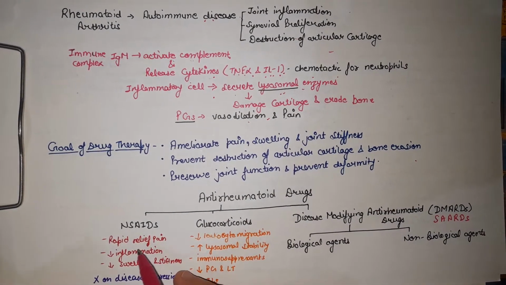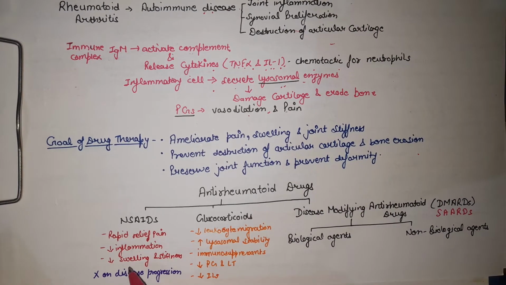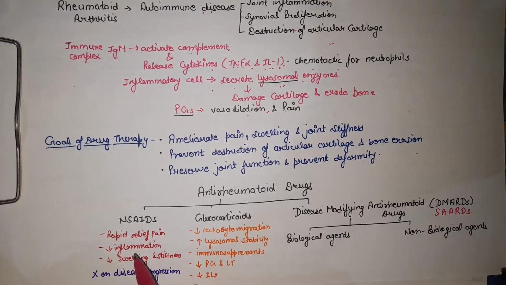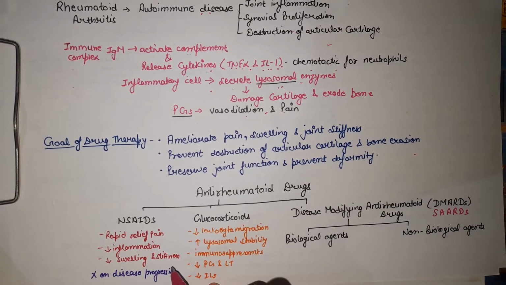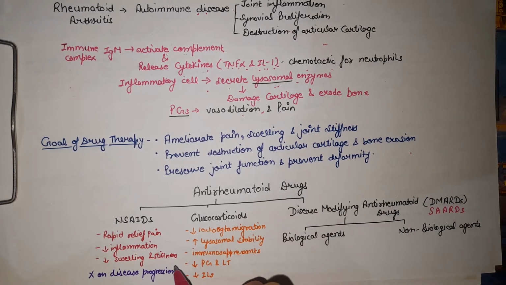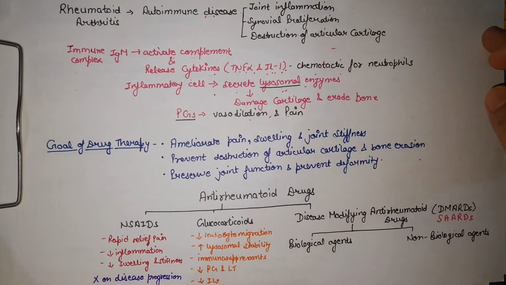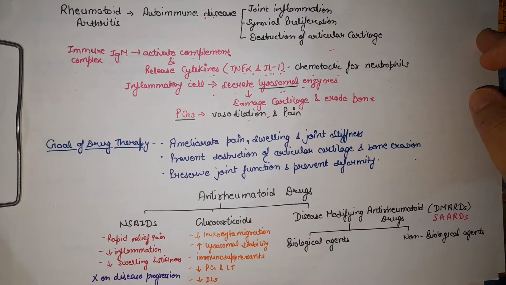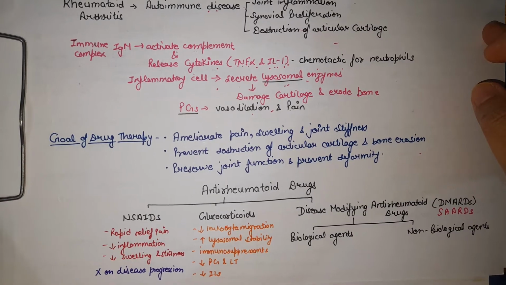So NSAIDs will provide rapid pain relief. They also decrease the inflammation, swelling and stiffness, but they do not stop the disease progression. The main drugs used in NSAIDs are aspirin, ibuprofen, diclofenac, naproxen and piroxicam. These drugs are commonly used, but long-term use of these drugs is related to significant toxicity, so they are not used for a longer duration.